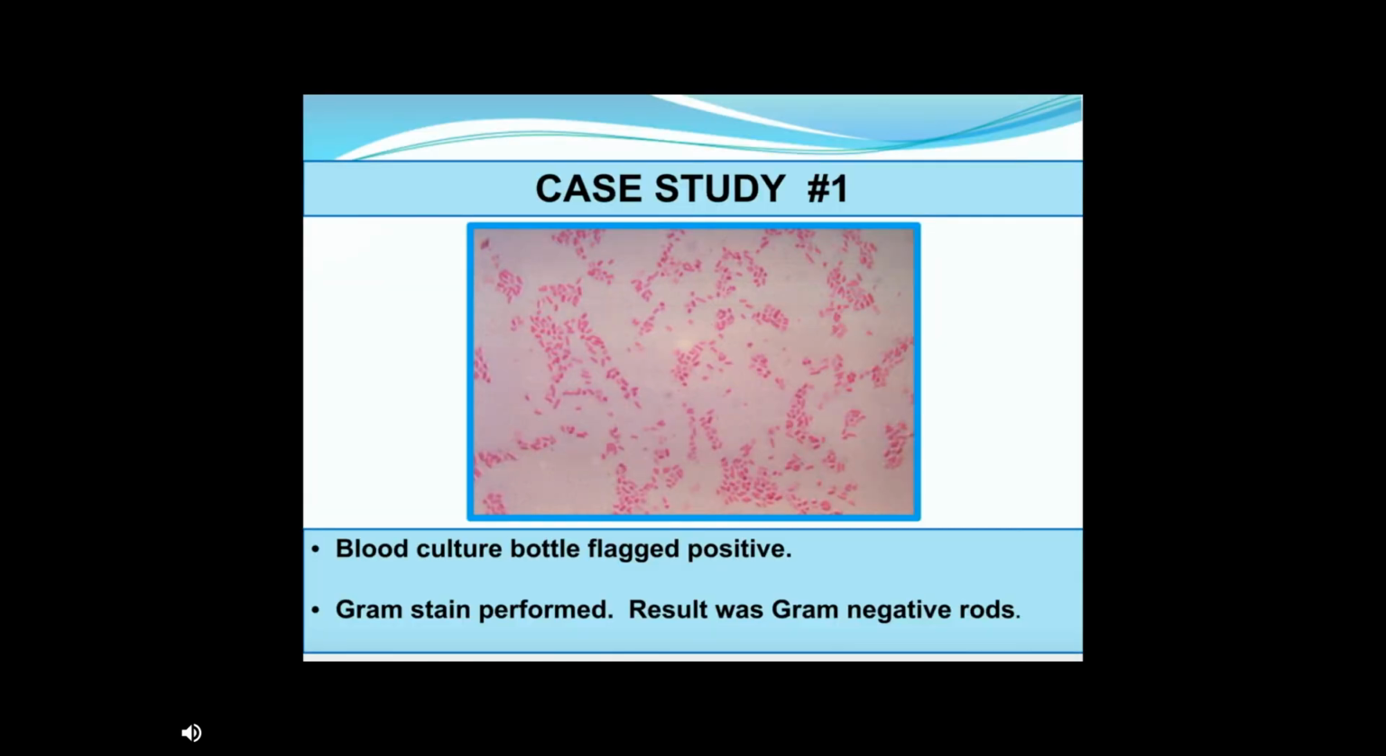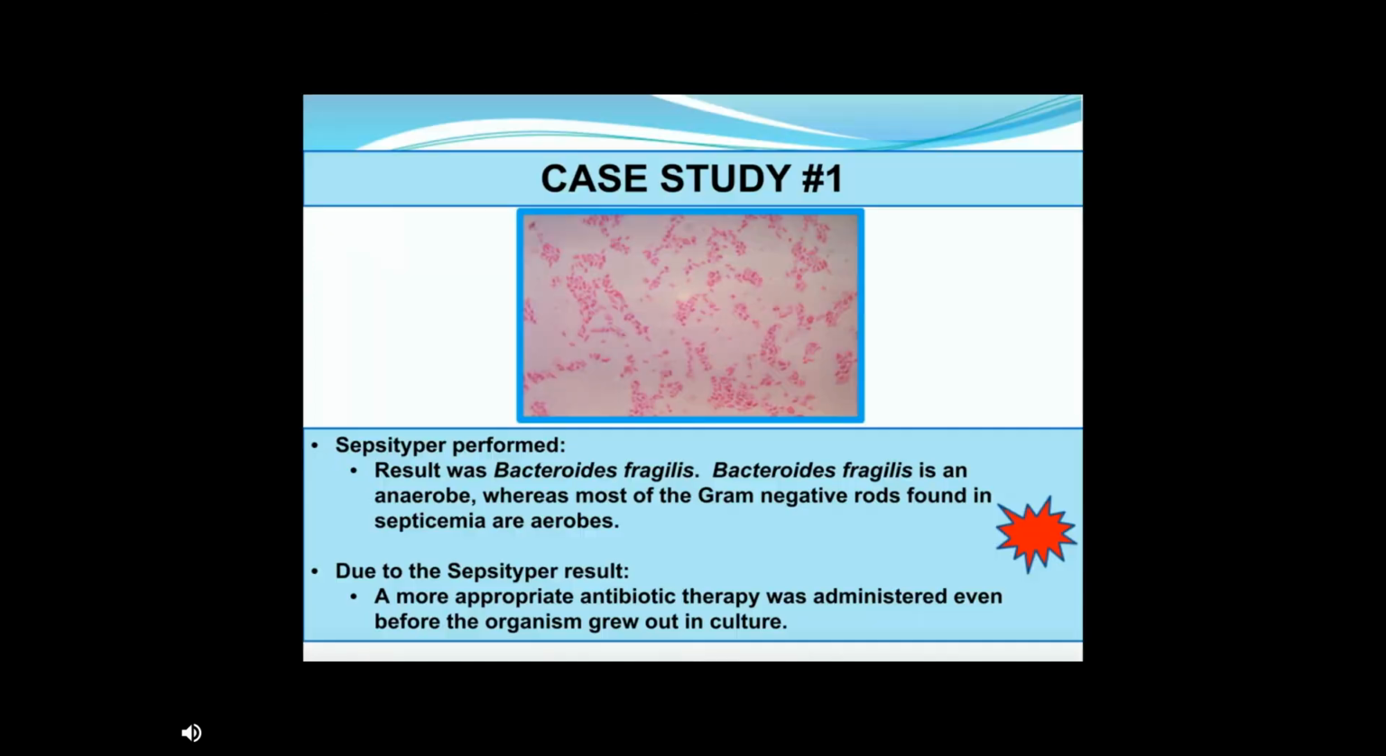For the first case study, we had a blood culture flagged positive. The Gram stain result was gram-negative rods. We did a Sepsityper, and we ended up with B. frag. Well, as you know, B. frag is an anaerobe. When we reported this, we reported it out as gram-negative rods. We can't say that it's an anaerobic gram-negative rod because at this point we do not know.